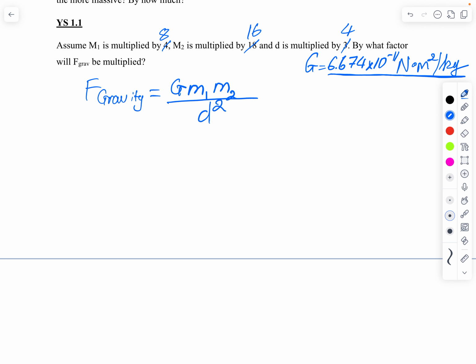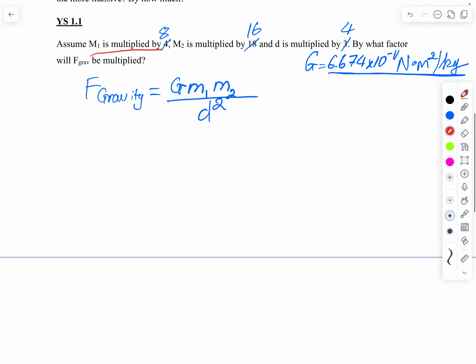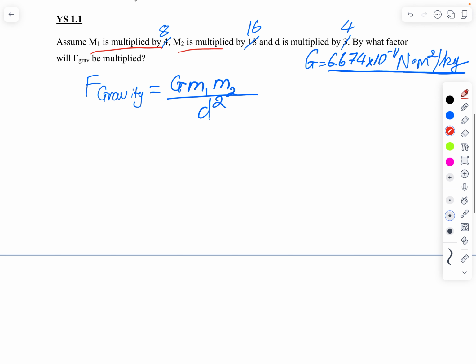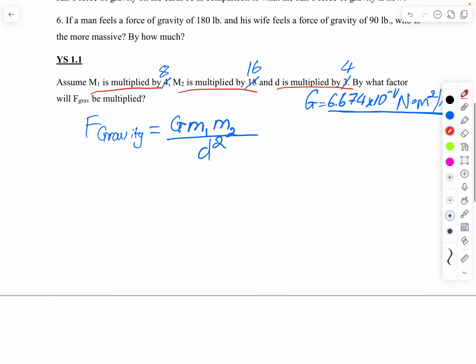So now you need to pay attention to the multiplication. So M1 is multiplied by 8, M2 is multiplied by 16, and D is multiplied by 4. What it means is 8 times M1, and then 16 times M2, and 4 times D.